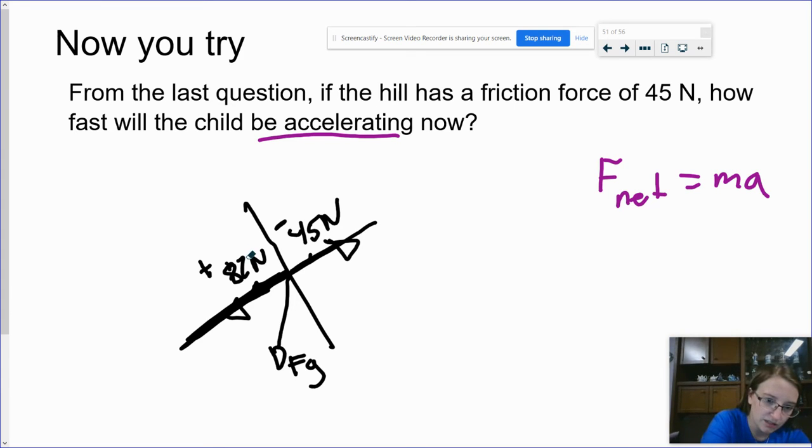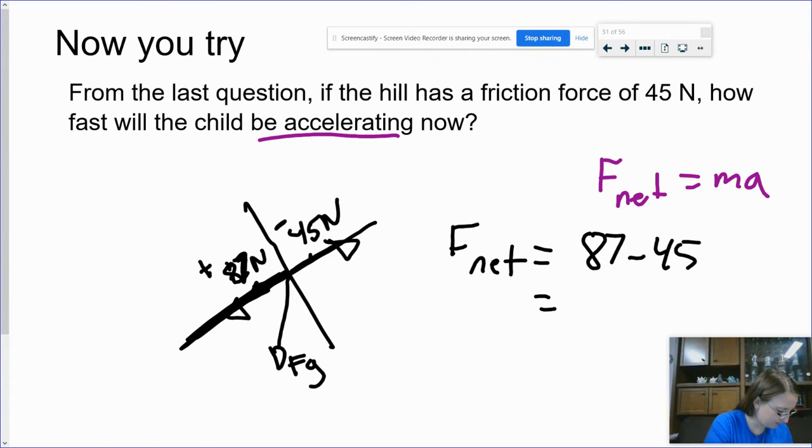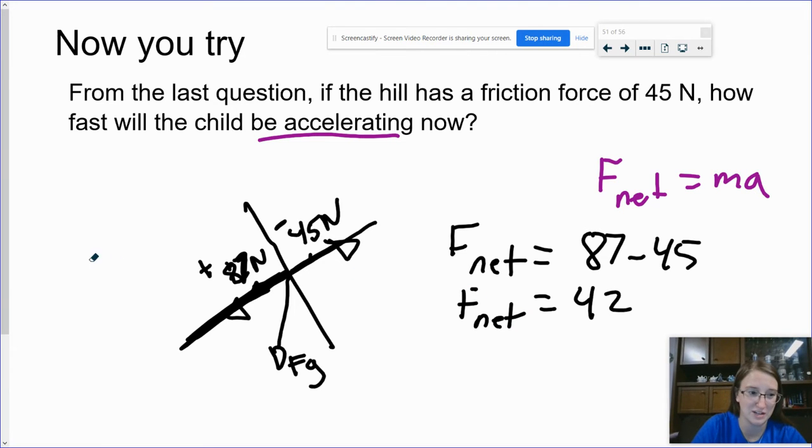So that's 87. Sorry, that's from the last one. So our net force is 87 newtons in the positive direction minus 45 newtons in the other direction. Our net force is 42 newtons. So this poor kid is going to go even slower if there's friction.